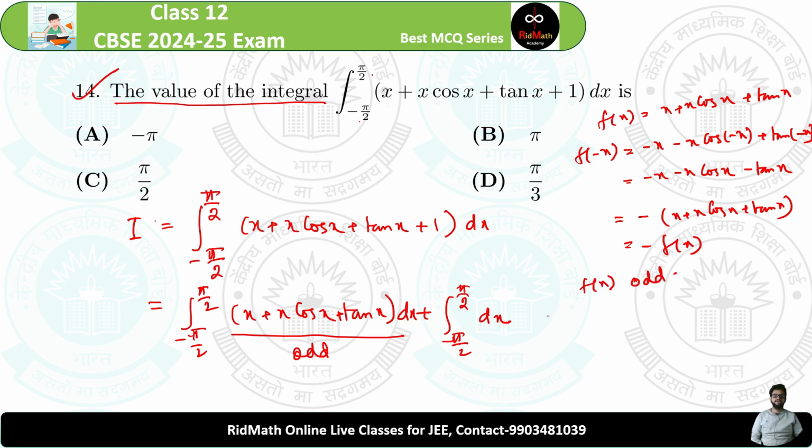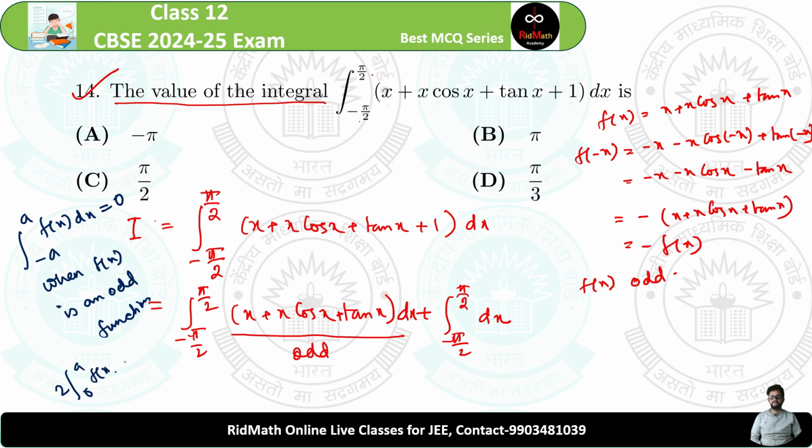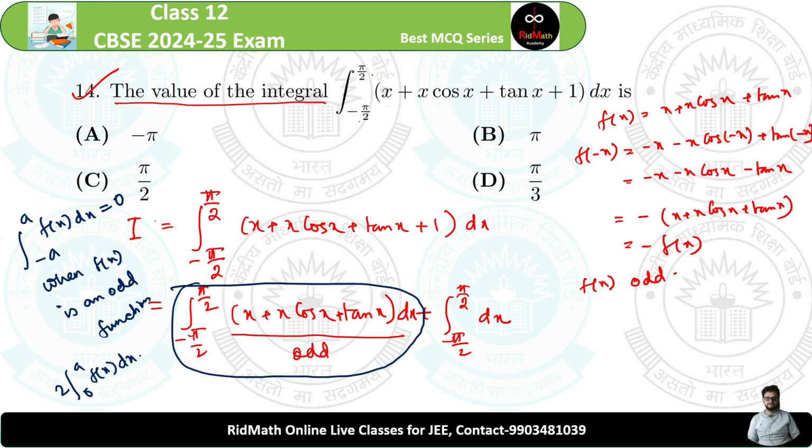I have already told that the integral from minus a to a of f(x) dx is equal to 0 when f(x) is an odd function. And when it is an even function, then it is 2 times the integral from 0 to a of f(x) dx. So now this integral is 0.